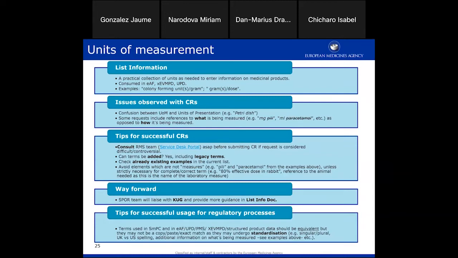enter information on medicinal products. This list is consumed in systems such as EAF, XCVMPD, and EUPD. Some of the issues experienced with requests for this list are, for instance, the confusion between units of measurement and units of presentation. So for instance, we received once a request for Petri dish to be added as a unit of measurement, and the fact that some requests include references to what is being measured. So for example, milligrams of pili or milliliters of paracetamol, as opposed to how it's being measured.